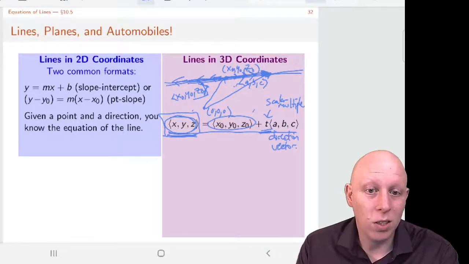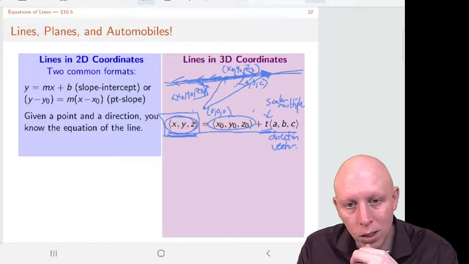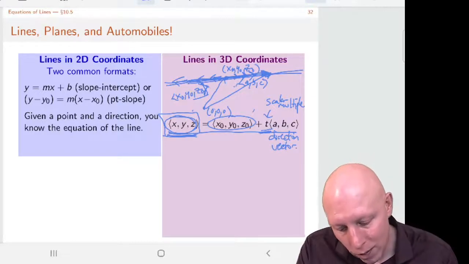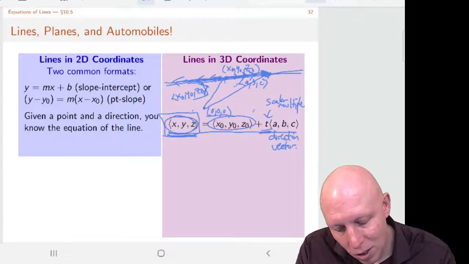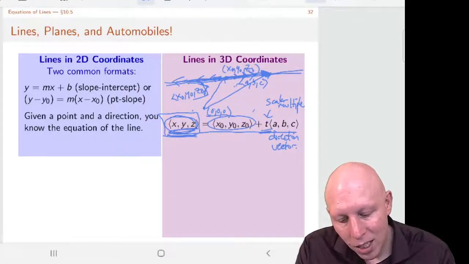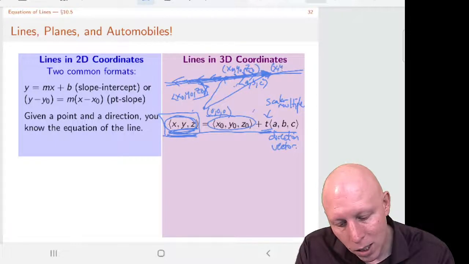It's a vector, but it can also be interpreted as a set of coordinates, because we could say, well, what's the vector that starts at 0, 0, 0? The vector that starts at 0, 0, 0 and ends at x, y, z is indeed the coordinates x, y, z.